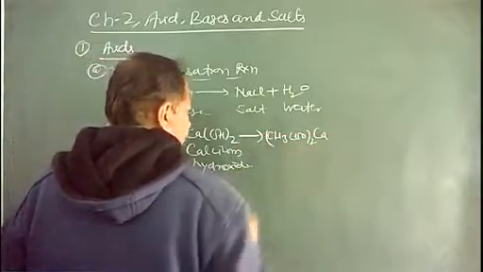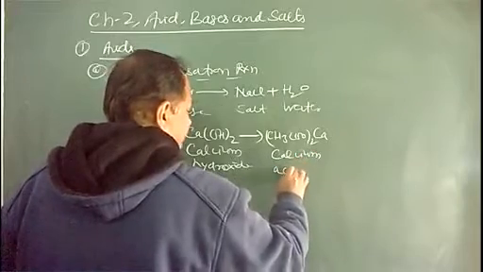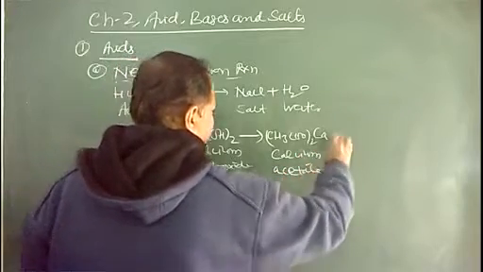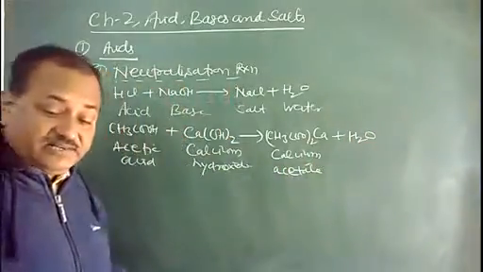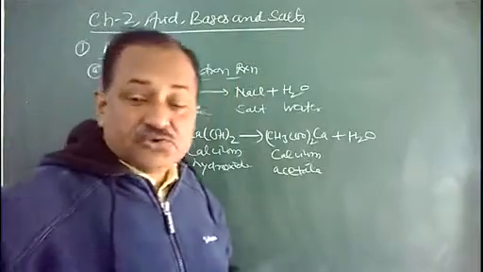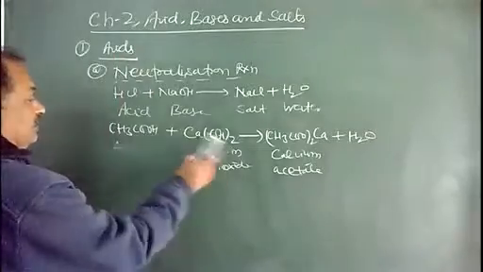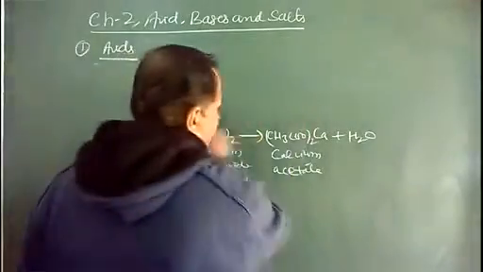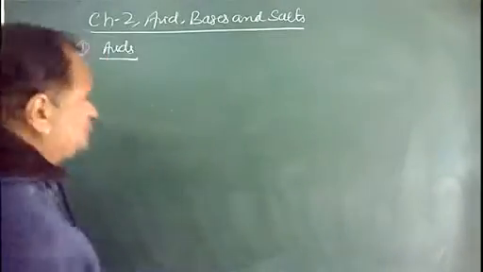So there is a reaction and there is the formation of calcium acetate plus water. This is also a neutralization reaction, children. We can have a weak acid, weak base, a strong acid, a strong base. So children, this is the first condition, that is the neutralization reaction. Now children, the other is displacement reaction.